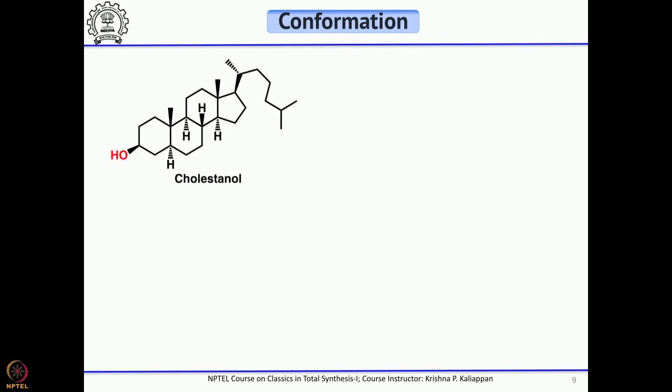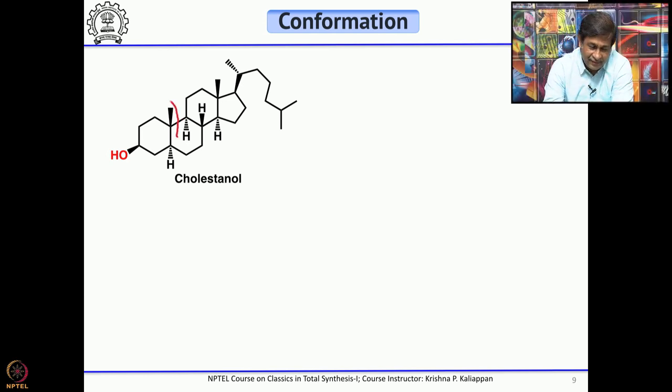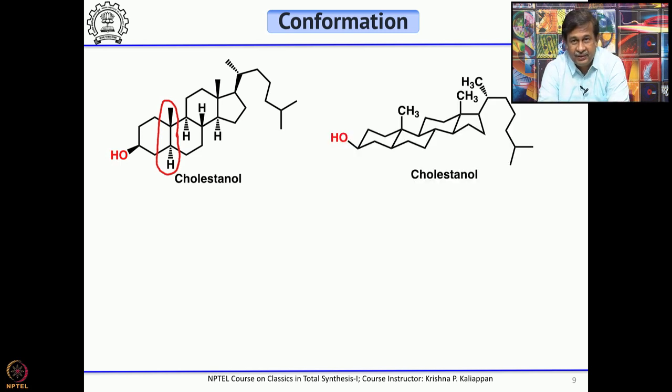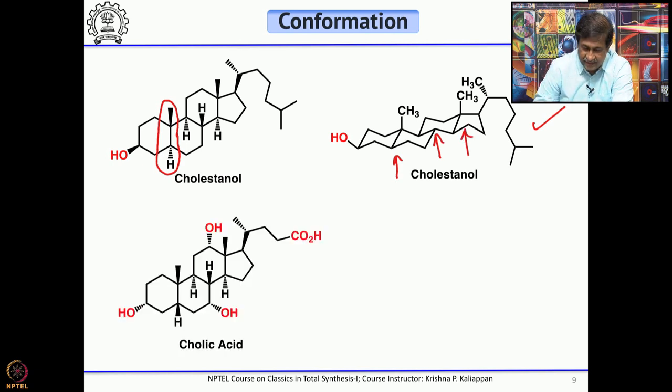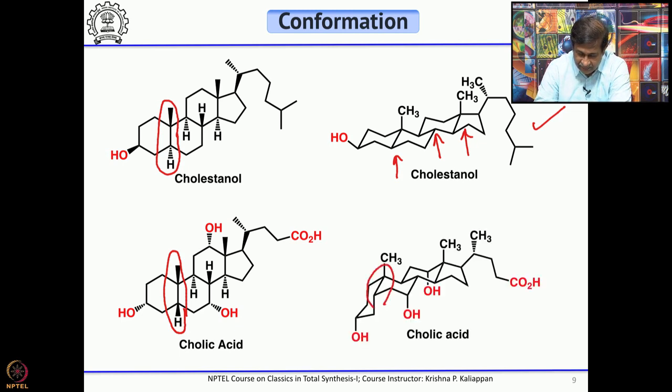And when you talk about conformation, cholesterol, that is a reduced form of cholesterol, has a trans ring junction, isn't it? So the most stable conformation of cholesterol is this transdecalin, transdecalin, and again a transhydrindane system. Whereas in cholic acid, as I said, the AB ring is cis. So you can see this is a cisdecalin and this is a transdecalin and this is transhydrindane. So only the AB ring is cis fused and all other three rings are trans fused.